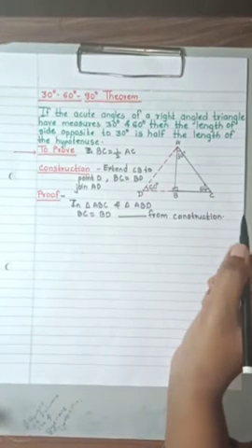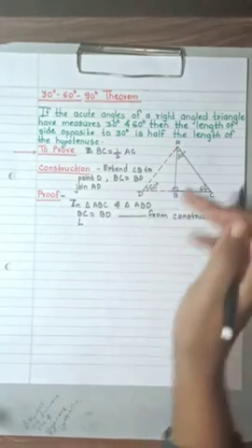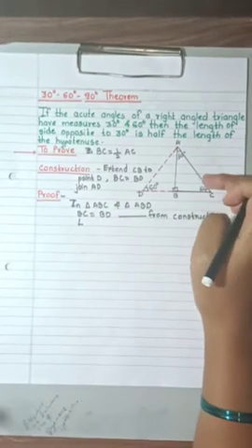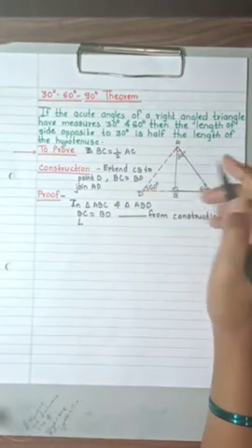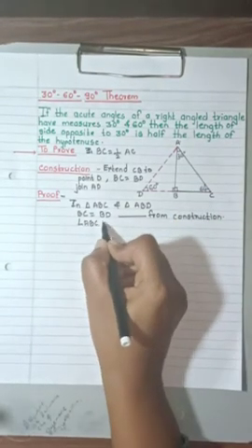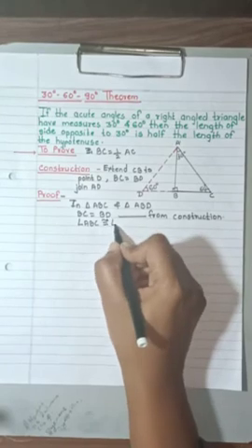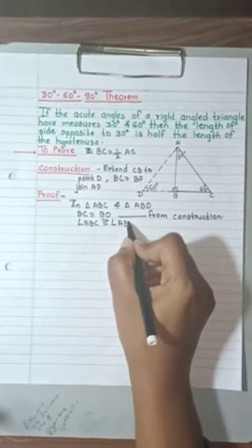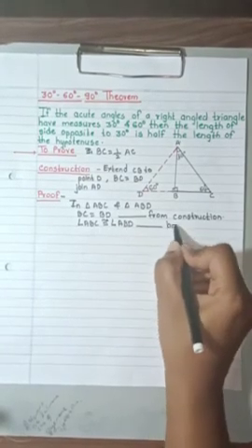From construction, angle ABC is congruent to angle ABD. Why? Both are 90 degrees.